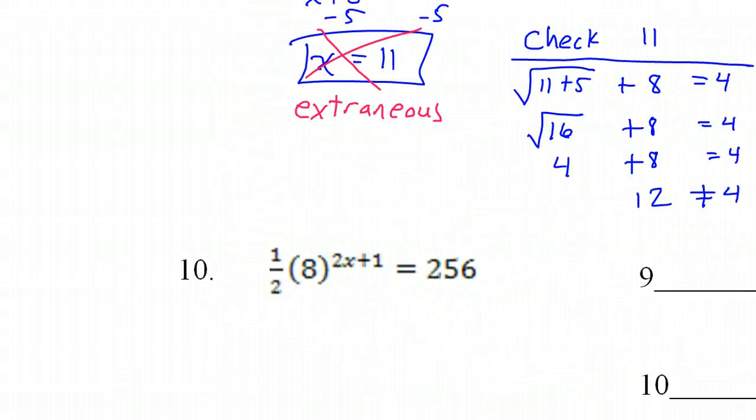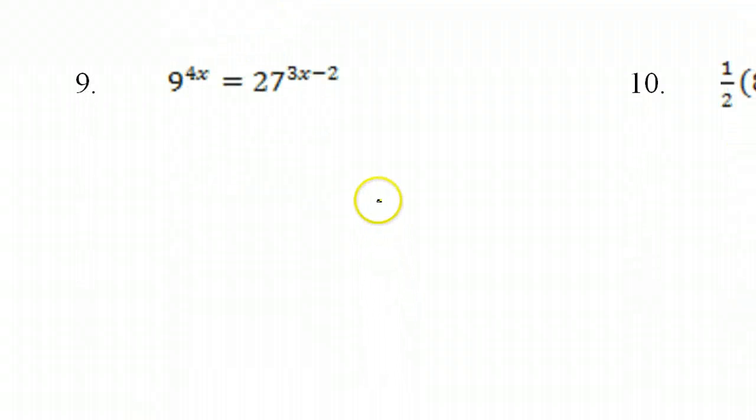Alright, let's find number 9. There it is, there it is. Now, when you have variables in the exponent, the key is to make the bases the same. Now, some kids mistakenly try to write 27 as 9 to some sort of a power. 9 squared is 81, so there's no way you're going to use a base 9. Instead, you have to turn both of these into a base 3. 9 is 3 squared. Alright, so I can replace 9 with 3 squared. 27 is 3 to the third power.